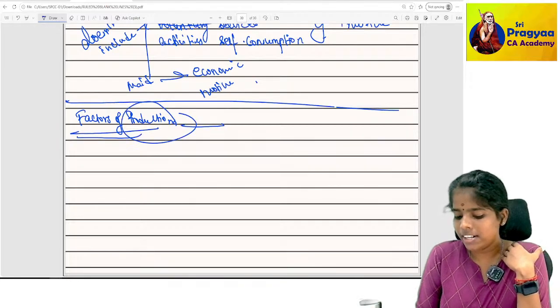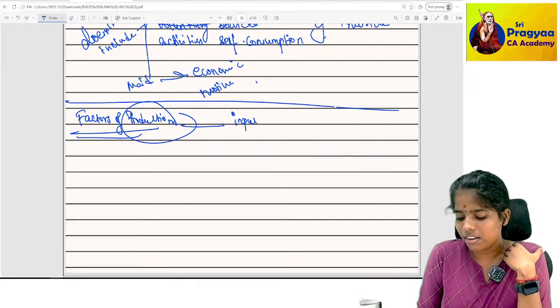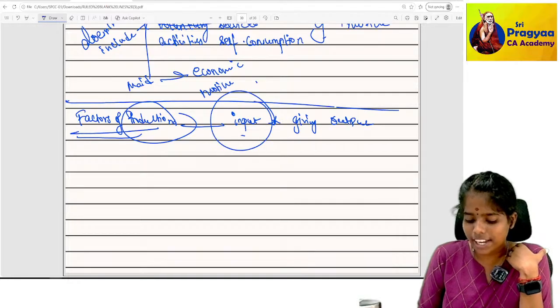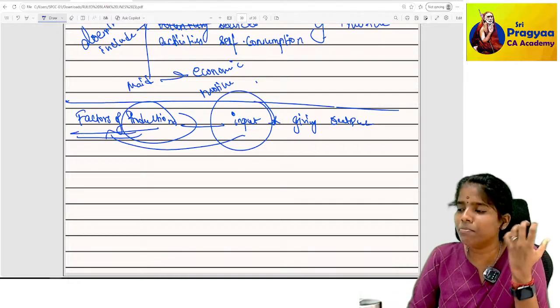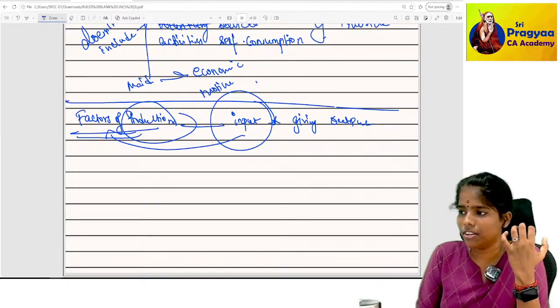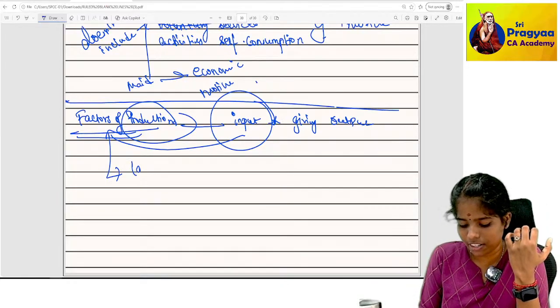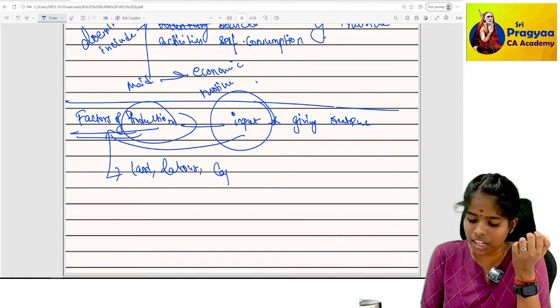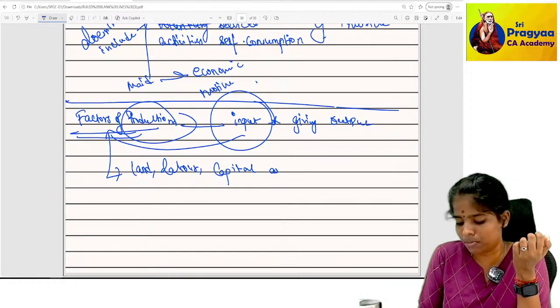Production la, what did I tell? Transforming inputs and giving output. Correct? This input is called as factors of production. The input that I use in my production process is called factors of production. Land, labor, capital, and entrepreneur. The 4 factors of production are land, labor, capital, and entrepreneur.